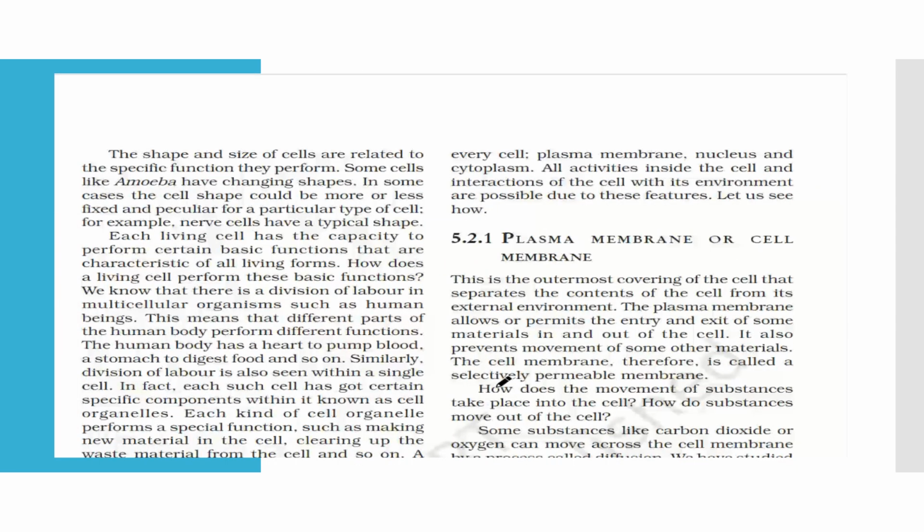Now, the shape and size are related to the specific function they perform. Some cells, like amoeba, have changing shapes, that is, they have a very flexible body. They can modify or change the shape of their body whenever it's required, right? In some cases, the cell shape could be more or less fixed and peculiar. Like nerve cells, which have a typical shape. They can't change their cell shape.